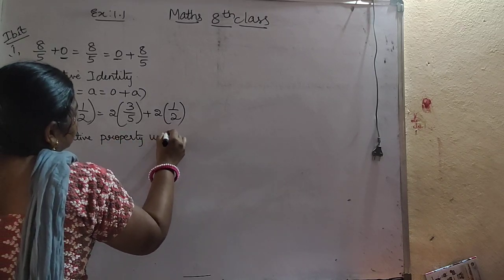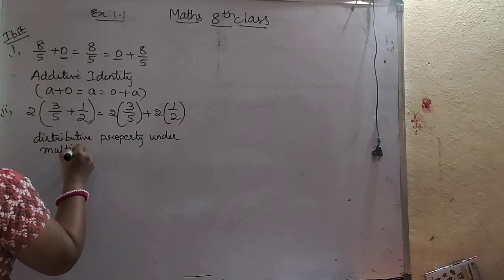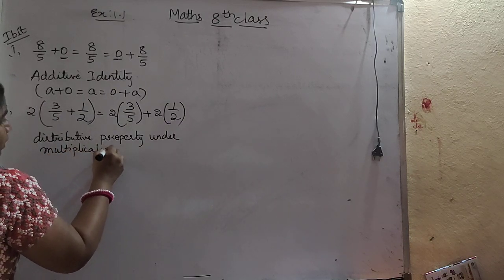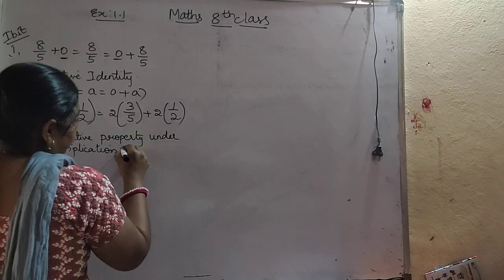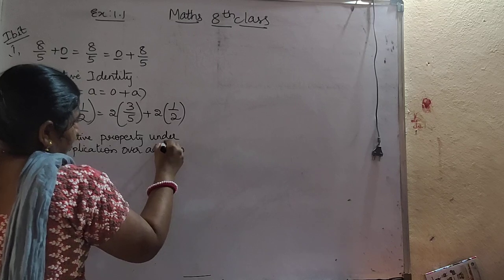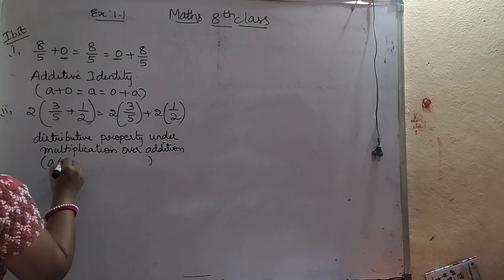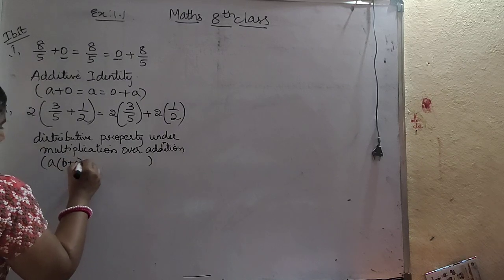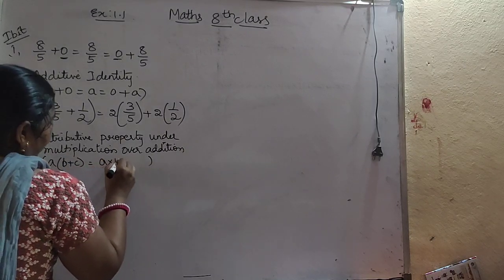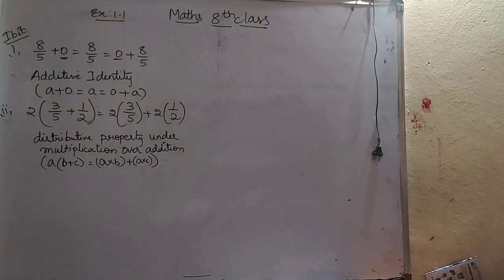Under multiplication we are multiplying over which sign you are seeing? Addition. So what is the general form for this? A into B plus C is equals to A into B plus A into C. So this is our general form for distributive property under multiplication over addition.